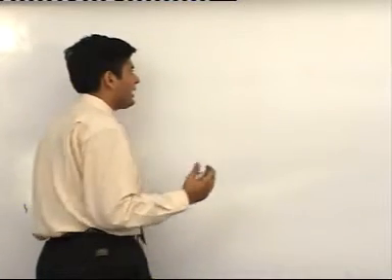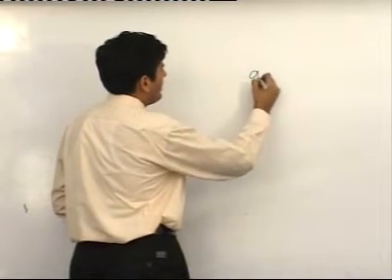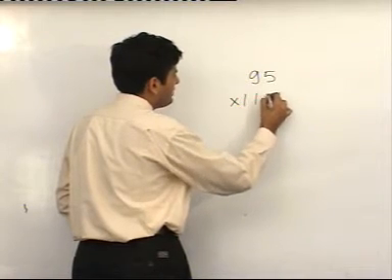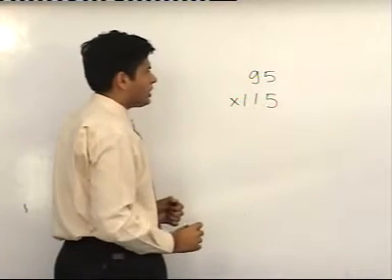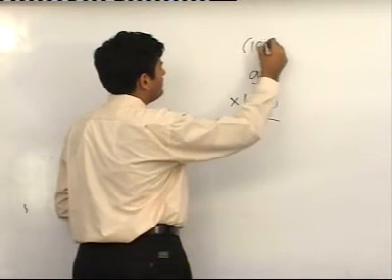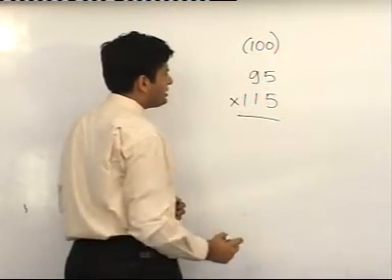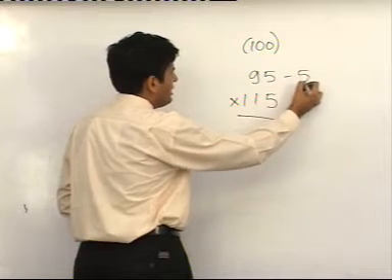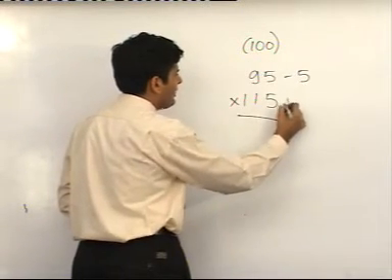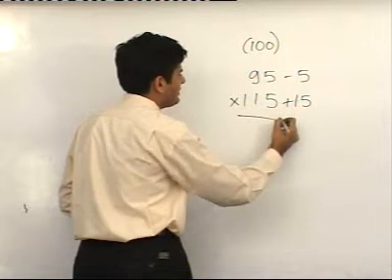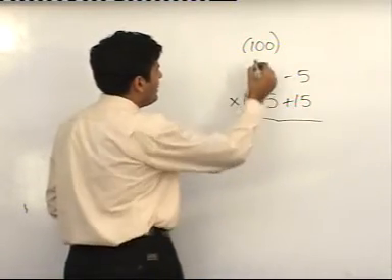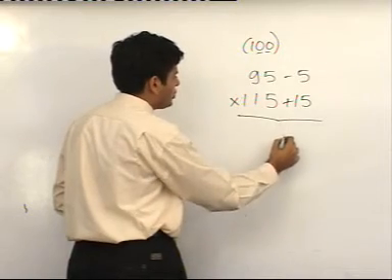Suppose we have to multiply, say, 95 by 115. Since both the numbers are closer to 100, our base in this case is 100. The difference here is minus 5 because 95 is minus 5, and here the difference is plus 15. Now, the number of digits on the right hand side will be 2 because there are 2 zeros in the base.